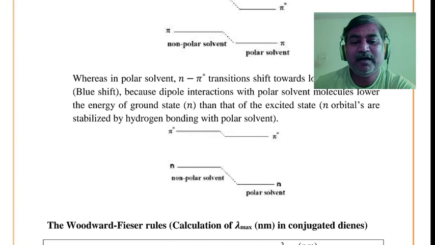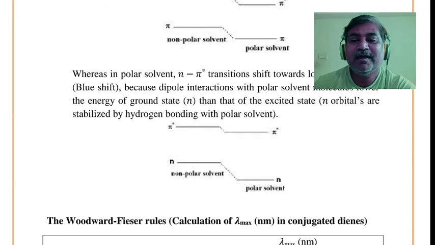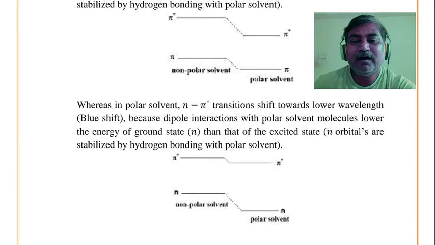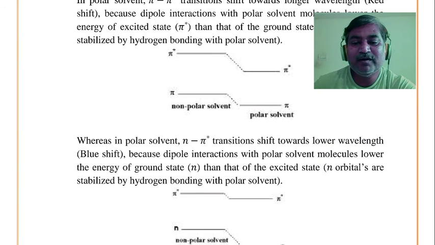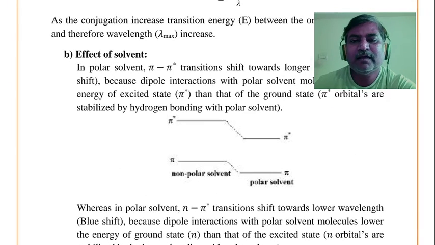And if the hydrogen bonding is not observed, automatically lower energy is required for transition, and it shows highest lambda max value, that is shift towards bathochromic shift. Okay, so these are the two factors.